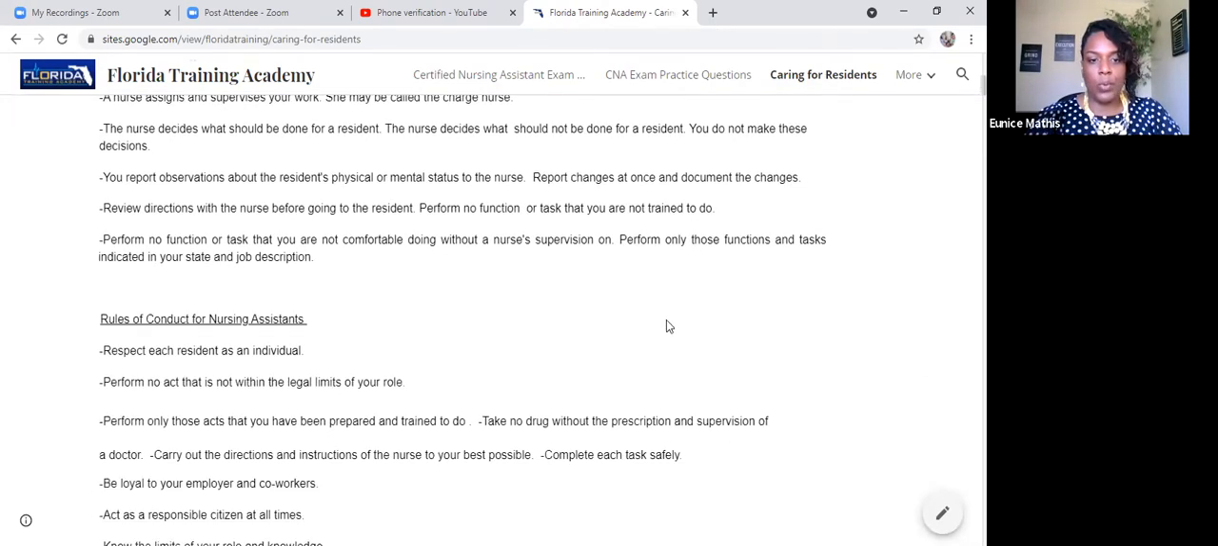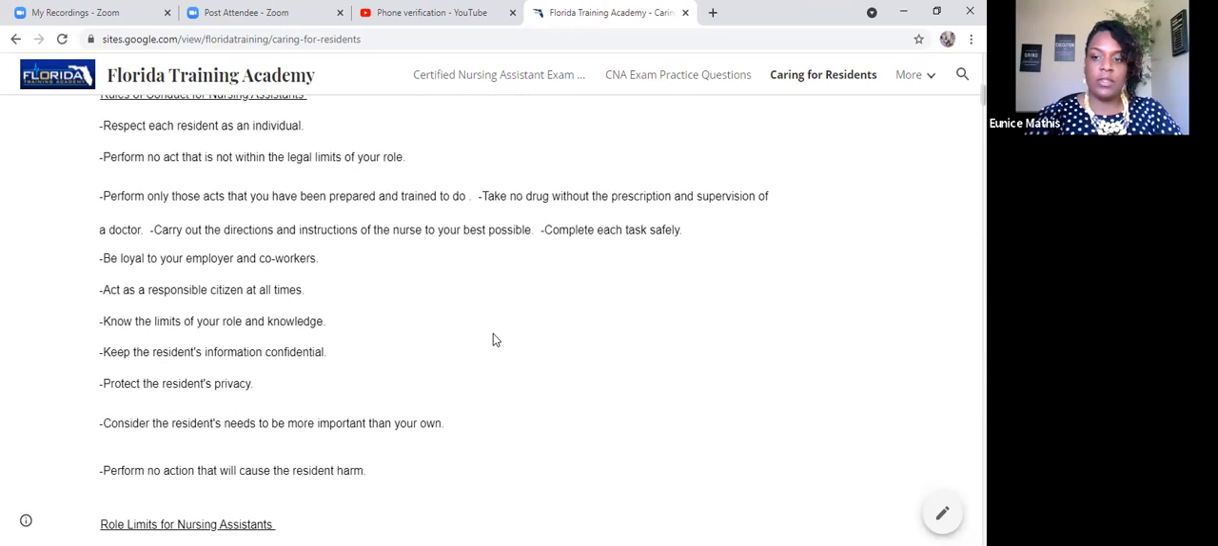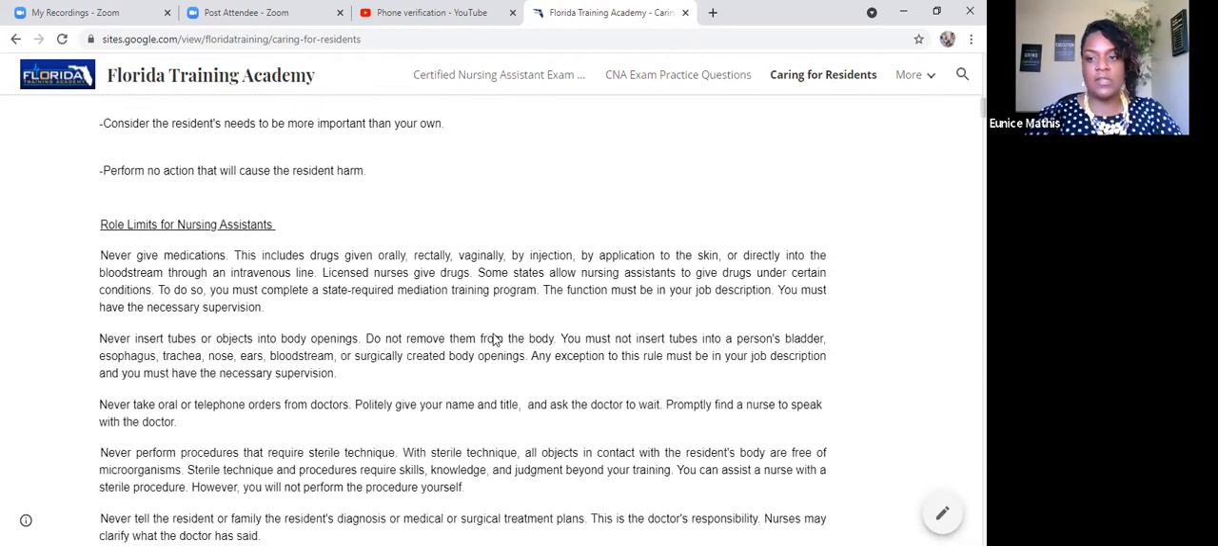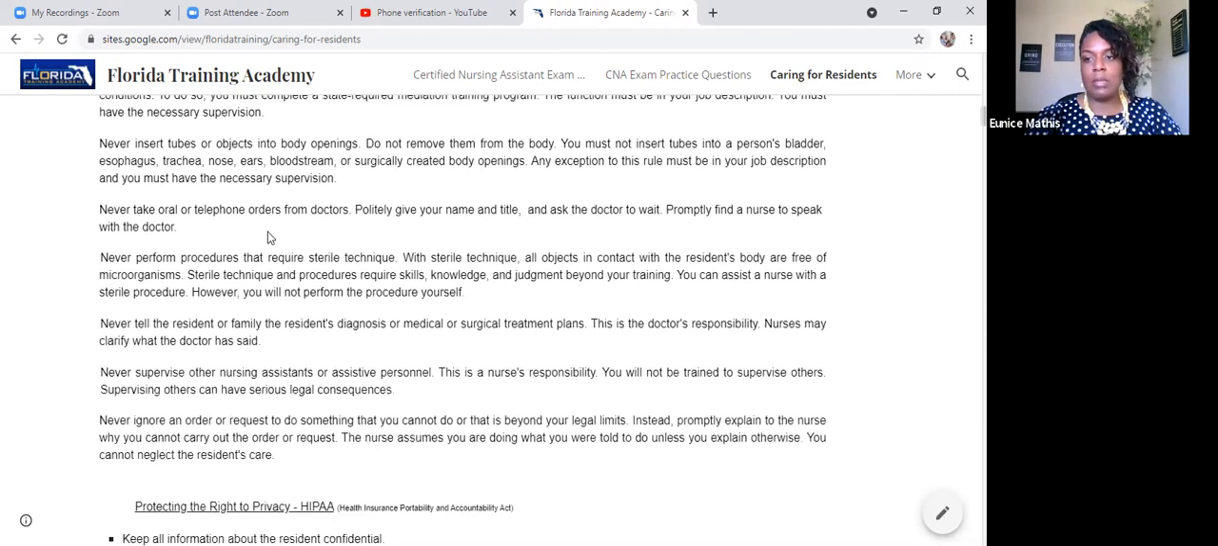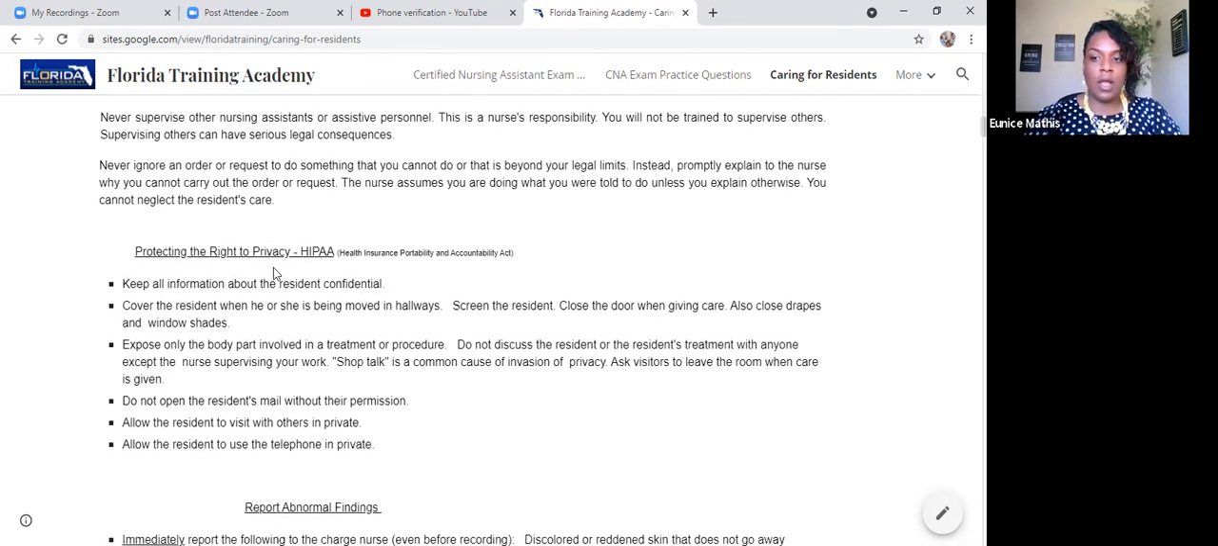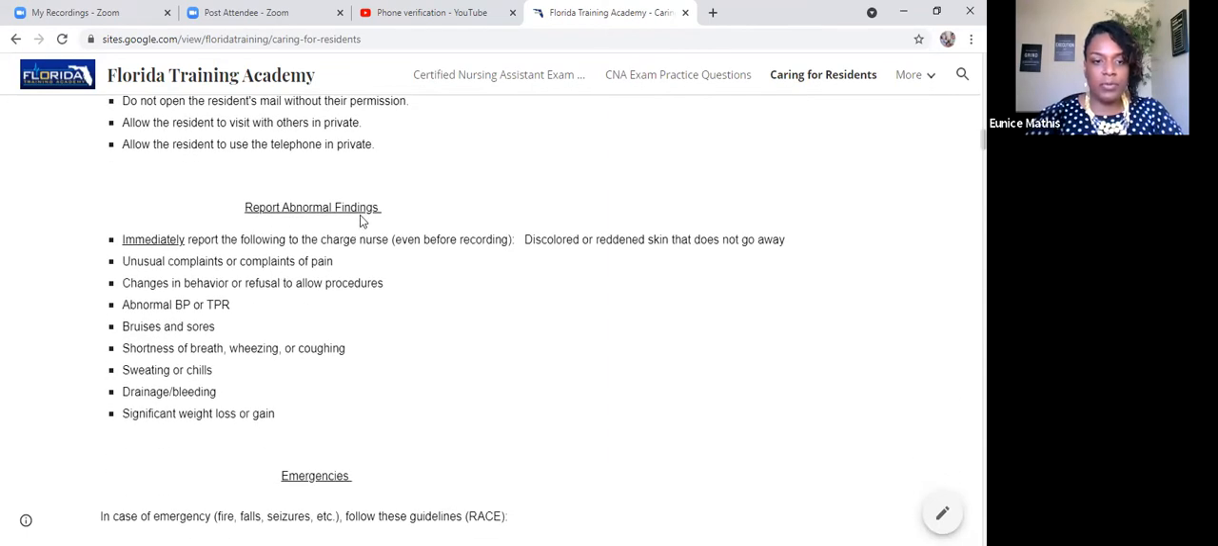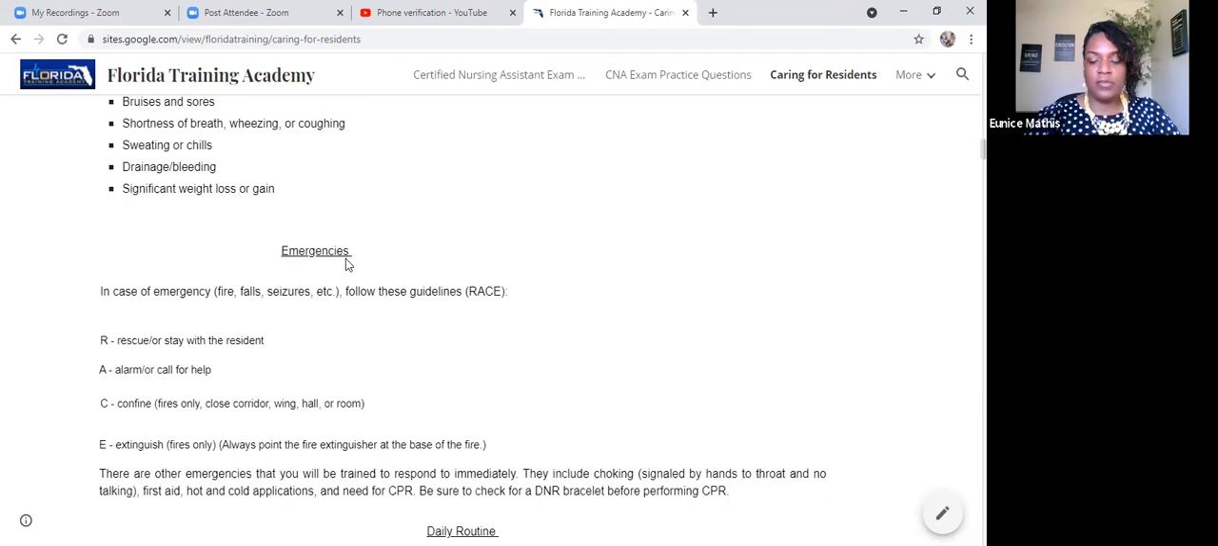It talks about your role, how you can't give medications, you don't perform sterile techniques. So here we have our role limits for nursing assistants. It's going to talk about HIPAA, which is your Confidentiality Act. What do you do if you find something abnormal on a client or on a resident? What do you do if there's an emergency?